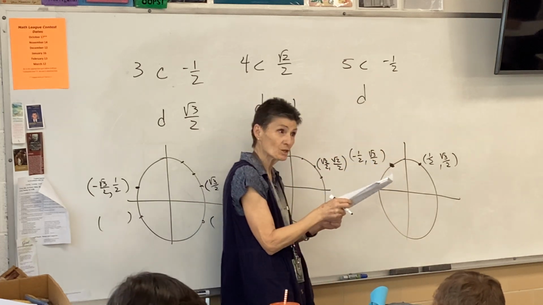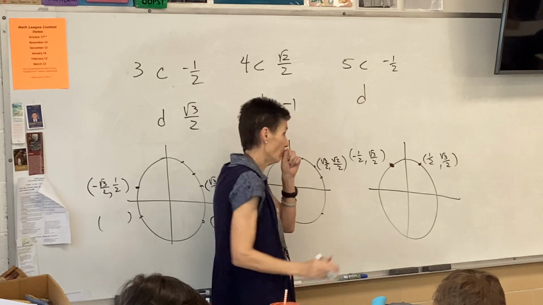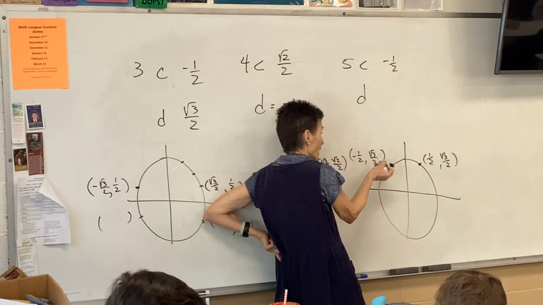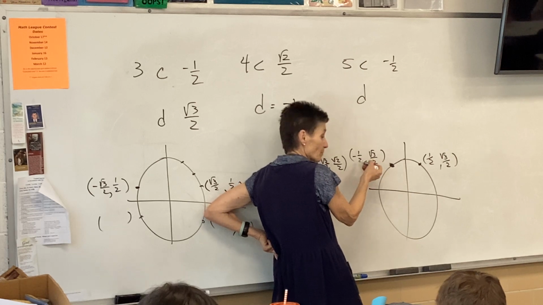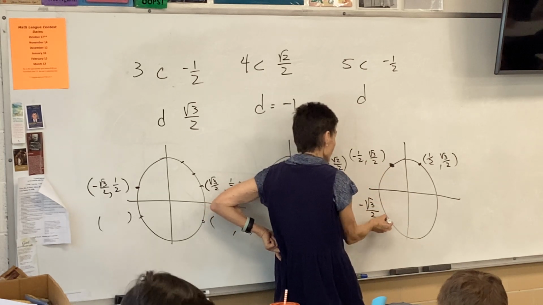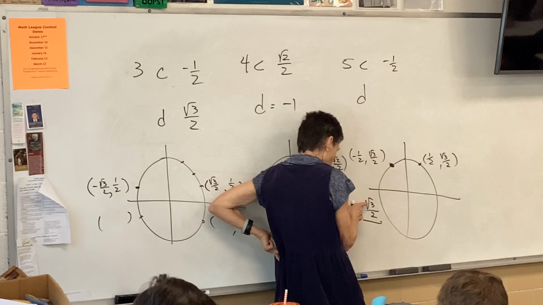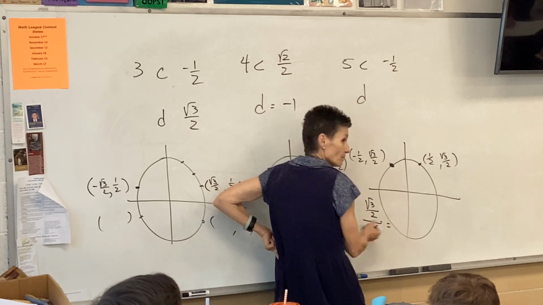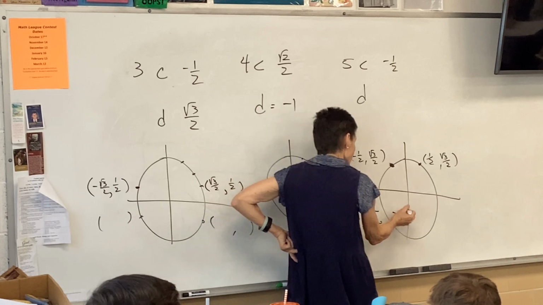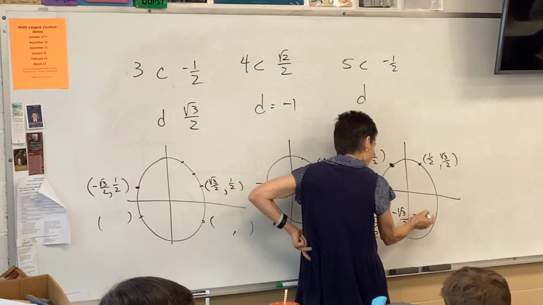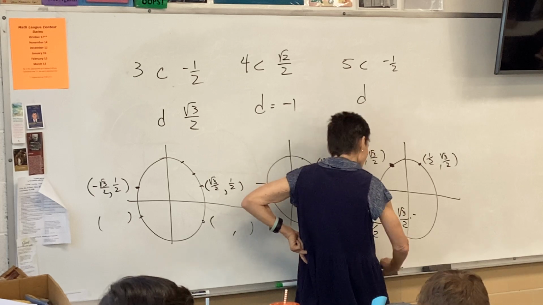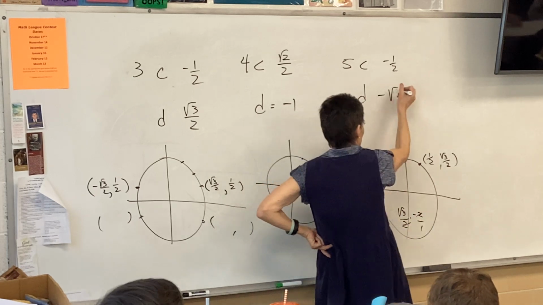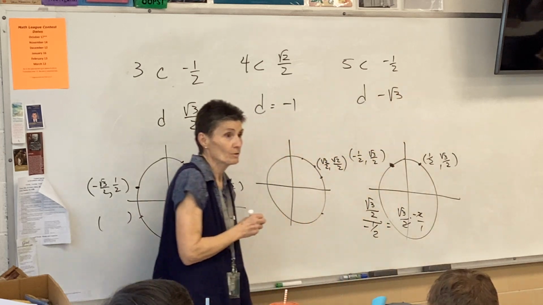And then tangent is either sine over cosine or y over x. So root 3 over 2 over negative 1/2, which is root 3 over 2 times negative 2 over 1. Did you get negative root 3 for your tangent?